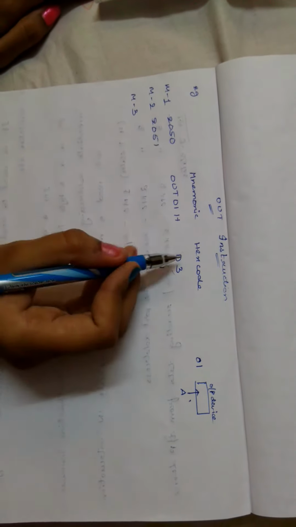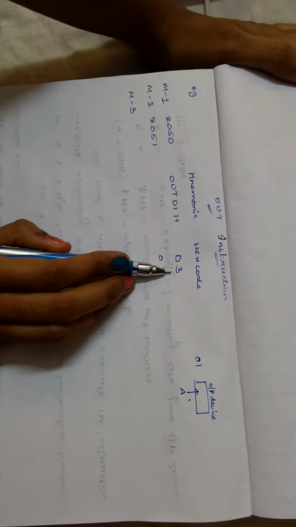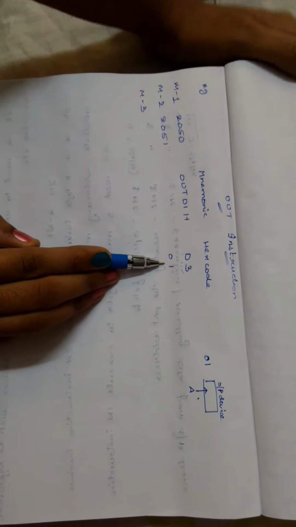In order to give you clarity, let me consider an example. Suppose that we are writing our code at 2050. Then machine cycle 1 starts with 2050, which reads the hex code D3. So at the end of the first machine cycle, it understands that this is an OUT instruction, and it is going to provide the port address in the next machine cycle.